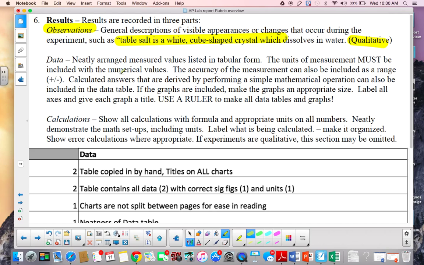Again, we don't do that often. We really focus more on data. The data needs to be neatly arranged in tabular form. Now, we have desktops at all the lab stations, so what I would expect is you would just use Excel because it's easier. You want to make sure you include units of measurement.